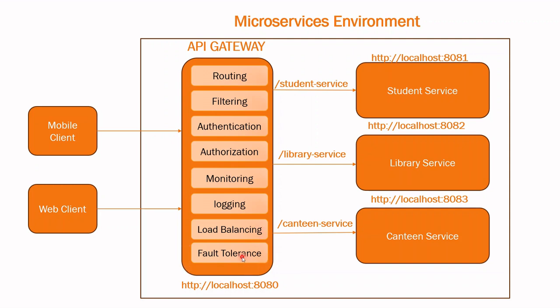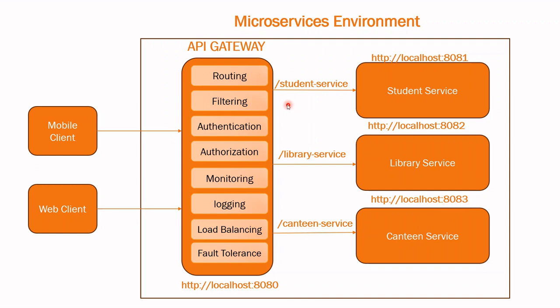So this API gateway is also a service. This service is running on port 8080. The student service is running on port 8081, the library service is running on port 8082, and this canteen service is running on 8083.